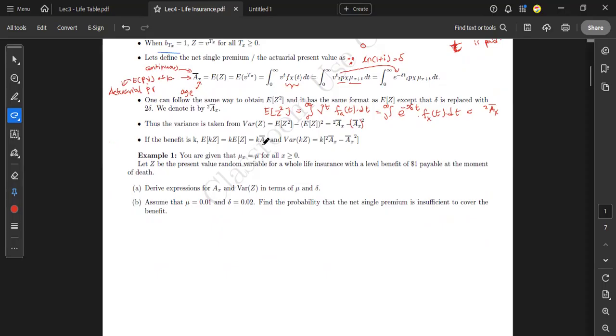So that says you can find this assuming the benefit is $1. After you find this, just multiply the actual benefit and it will give the calculated present value of this K benefit, which is paid in future for a person who is at age x. And for the variance, it's again K times the variance of the $1 benefit payment scheme. So now you see it's easy to work with, and it's just the notation we need to understand.